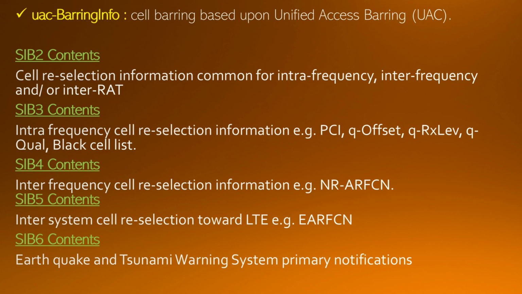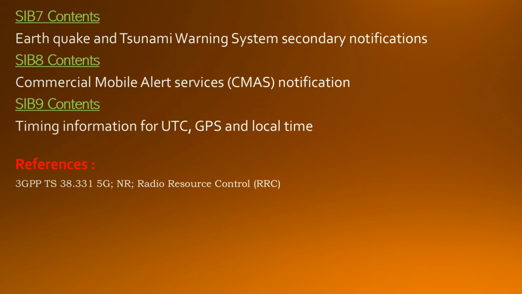SIB6 is basically for the ETWS, earthquake and tsunami warning system, primary notification. Likewise, SIB7 is for the secondary notification for earthquake and tsunami. SIB8 contains the commercial mobile alert service, that is CMAS notification. SIB9 is for the timing information for UTC, GPS and the local time. All this reference I have taken from 3GPP TS 38.331, 5G NR RRC.